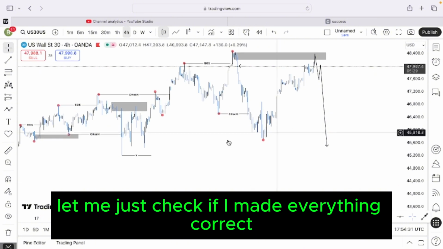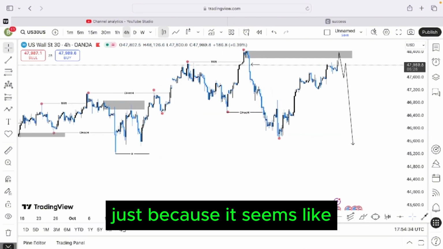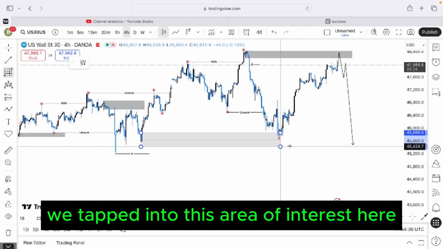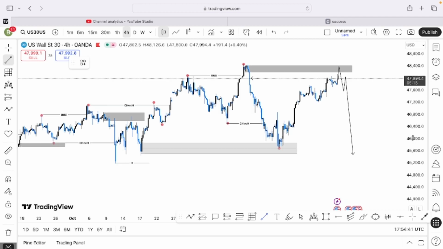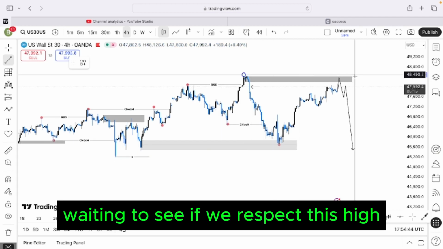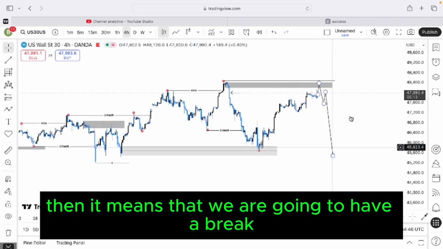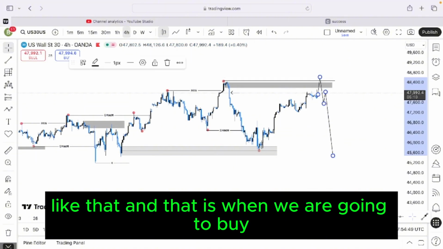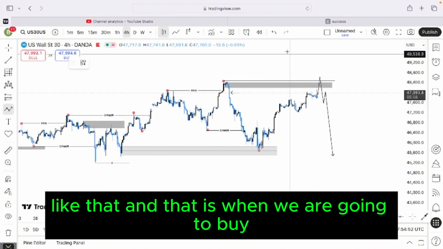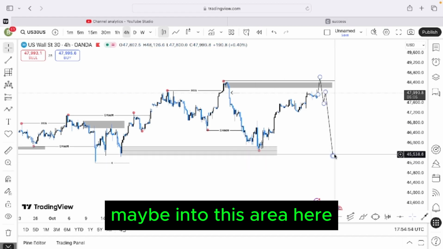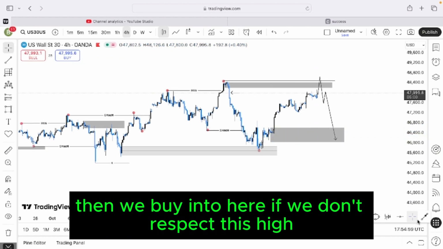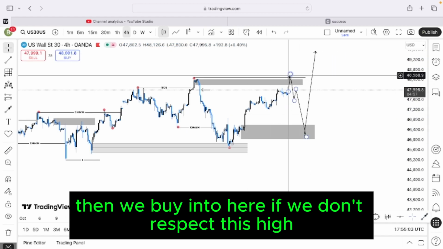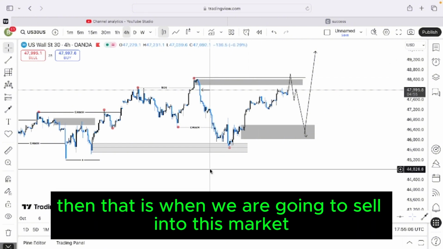Let me just check if I made everything correct, just because it seems like we tapped into this area of interest here, then we started pushing up. So the idea would be waiting to see if we respect this high, and if we don't respect it, it means that we are going to have a break like that, and that is when we're going to buy maybe into this area here, just like that. Then we buy into here if we don't respect this high. But if we respect it, then that is when we are going to sell into this market, guys.